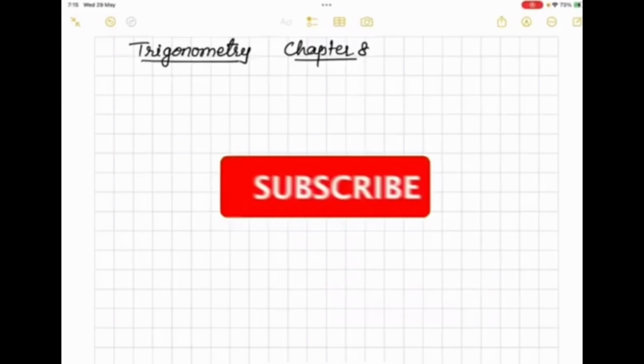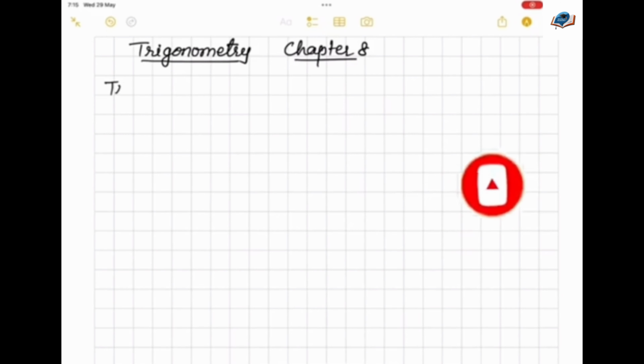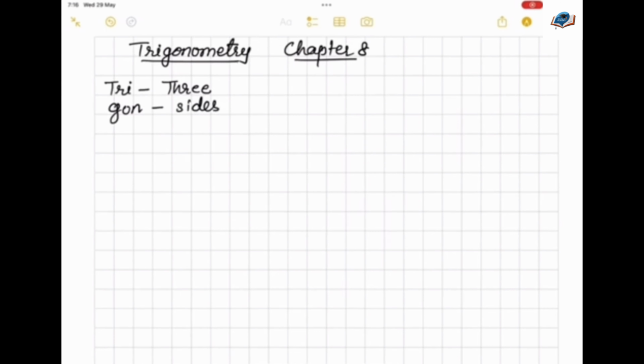Now let us start with the new chapter, that is trigonometry. Trigonometry is made up of three words: tri means three, gon means sides, and metry means measurement. These are Greek words which are used here.